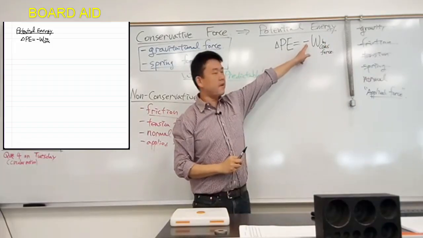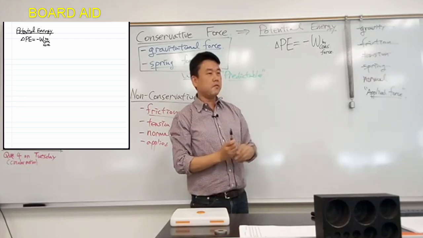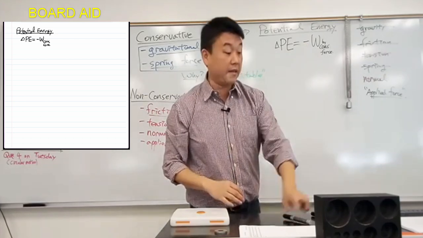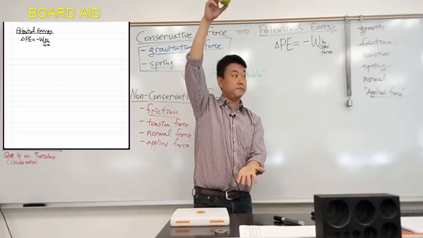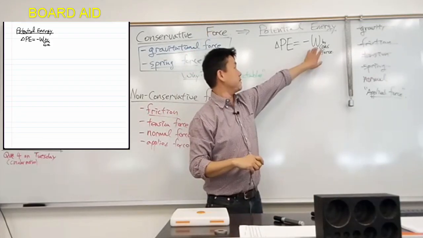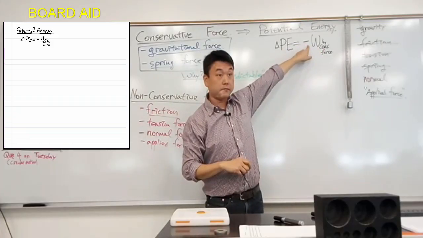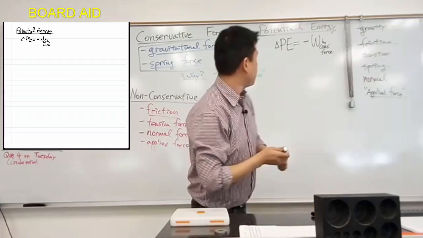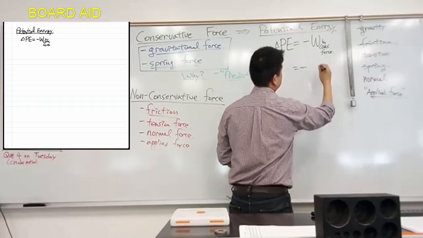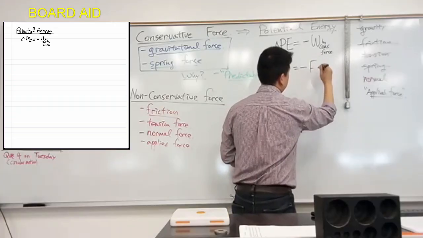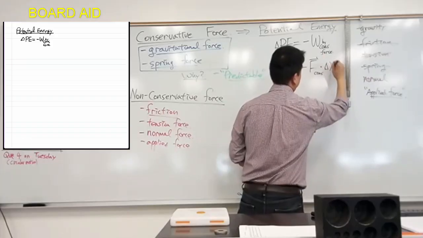Does it make sense that there's a negative sign here? When a conservative force does negative work, does potential energy increase or decrease? Increase, right? So when this is negative, I want the change to be positive. That's why there's a minus sign here. So you could write this as the change in the potential energy is the negative of the conservative force dot product with the change of position.